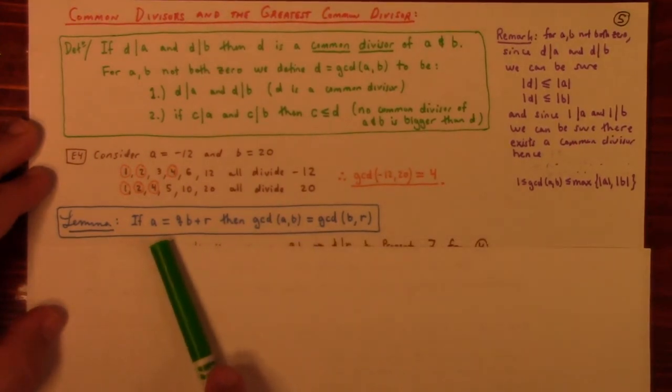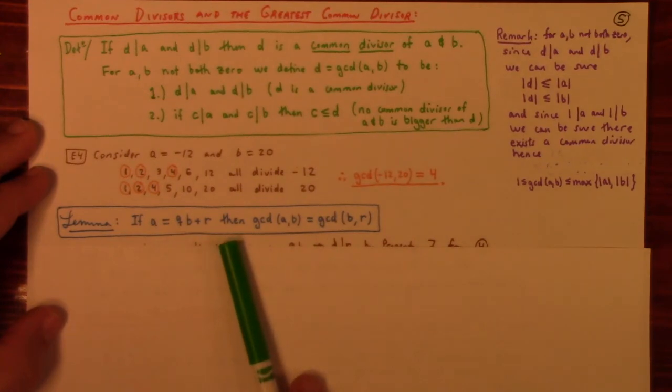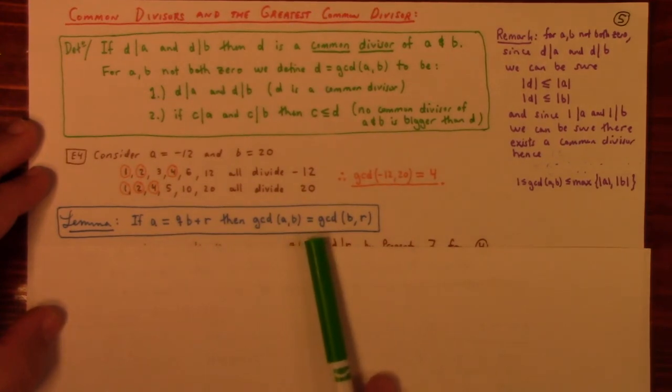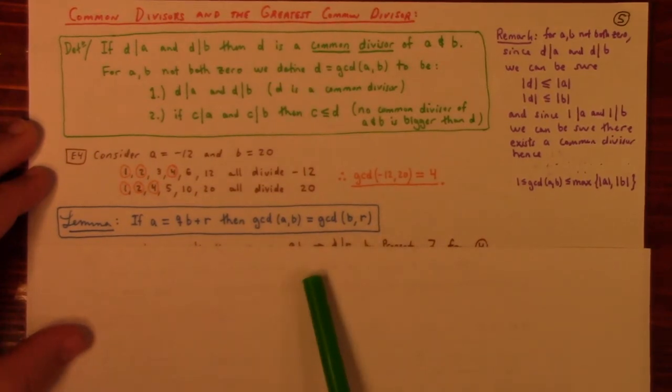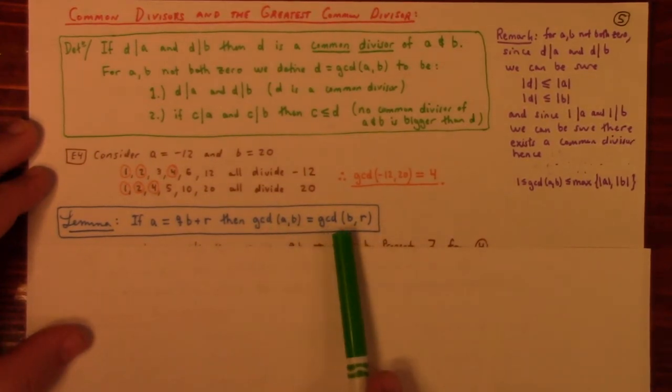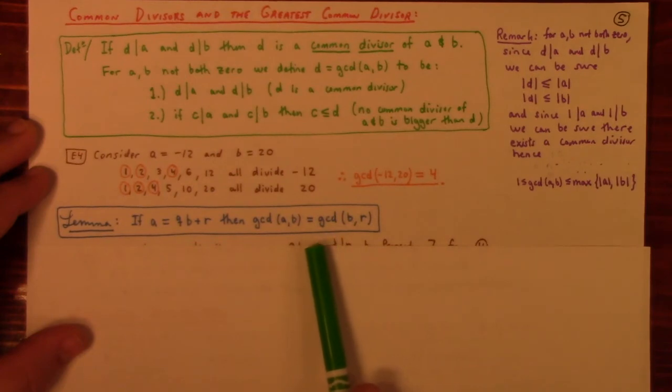Here's a lemma. If A is equal to QB plus R, then the GCD of A and B is equal to the GCD of B and R. Aha, that's kind of neat. So we don't change the greatest common divisor upon division by B. That's interesting.